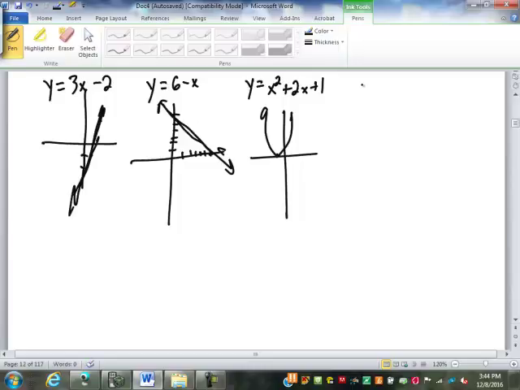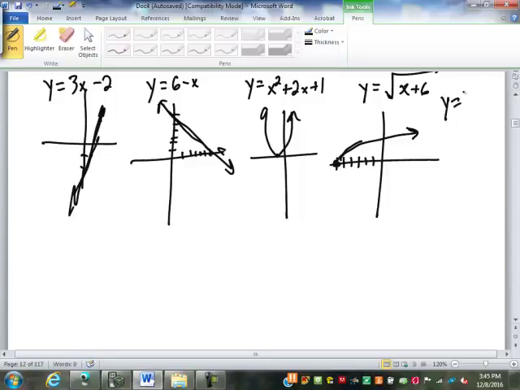Next one. Y equals the square root of x plus 6. Squared? Square rooted, right? Okay. That one looks something like this. And remember, that one only has the arrow on one end because it can't go this way any further. It can't have negative numbers. What's number 5? Y equals 3 plus 3x. Looks something like that. That one's also a straight line.